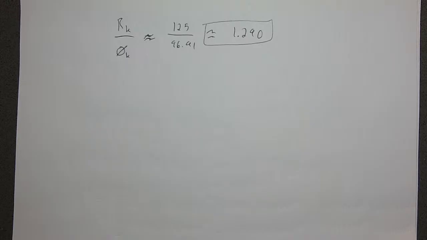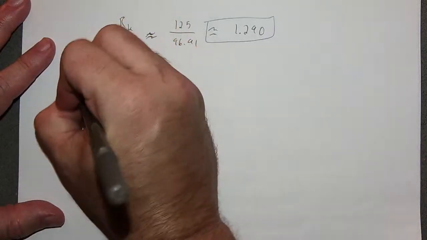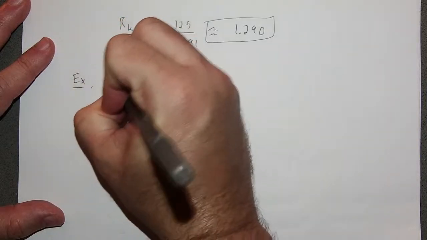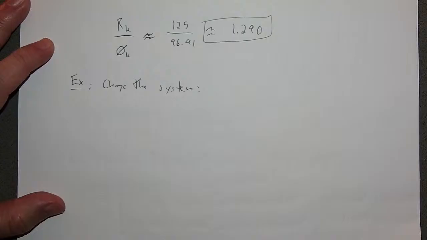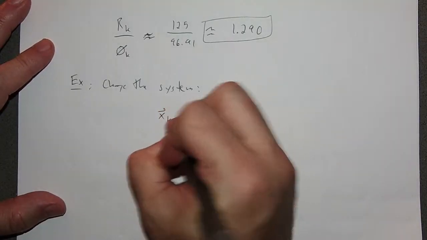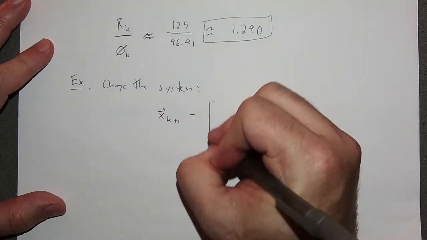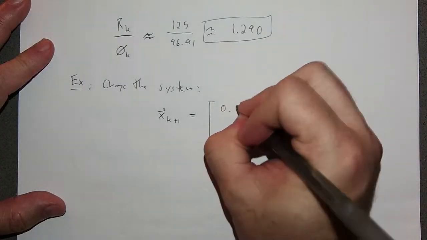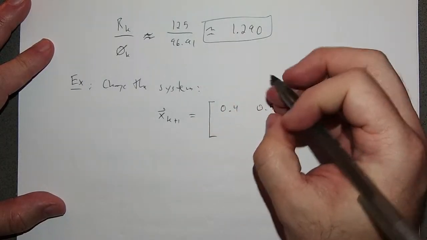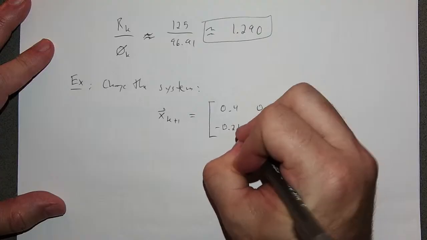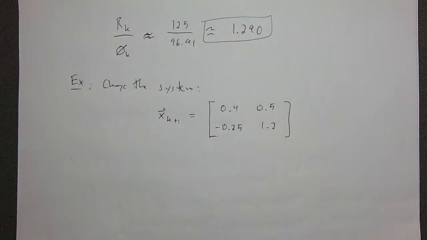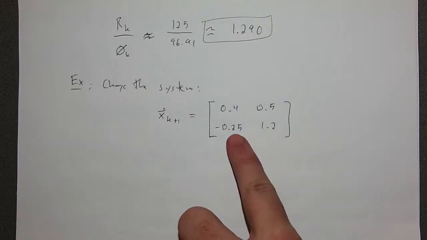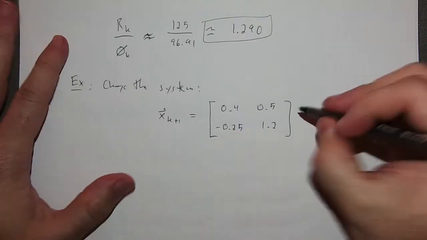If we change this dynamical system ever so slightly, let's change this system just a little bit to the following: 0.4, 0.5, and then minus 0.25, and then 1.2, times x sub k. So we barely changed this. We just changed this entry here.